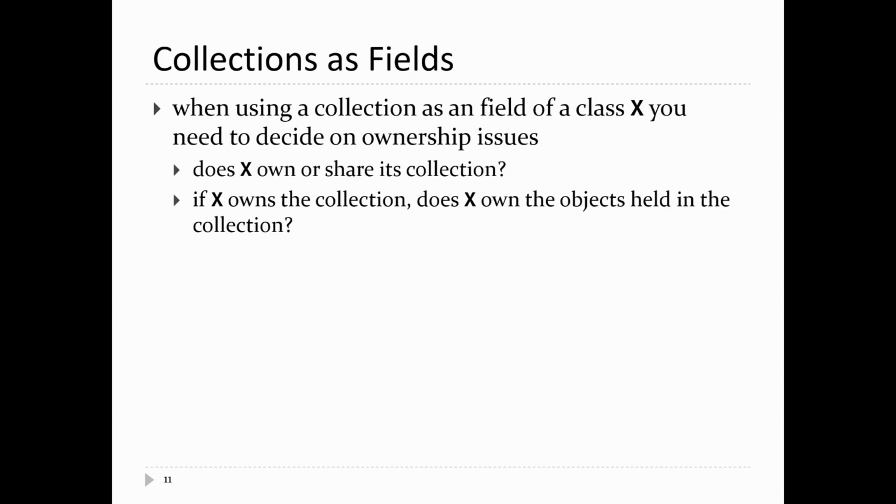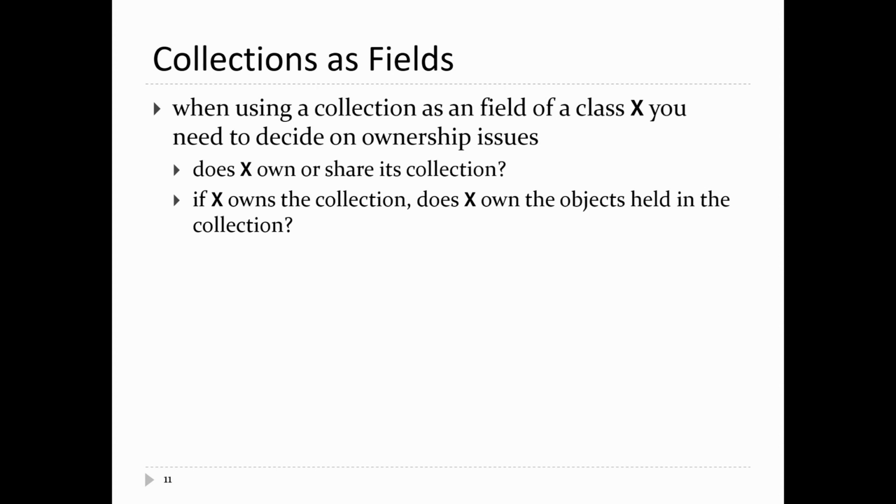But you have to decide: if I have a polygonal model, does it actually own the triangles? Does it own the points that are in the triangles? Or does it just own the list, or does it not even own the list? So there are all sorts of ownership questions here. When you're using a collection as a field of a class, you need to decide on ownership issues. Does X own or share its collection? In other words, are you going to use an aggregation or composition to store the collection?